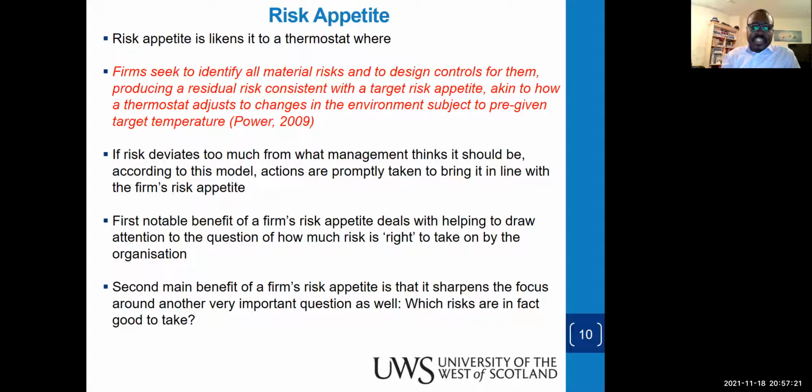If risk deviates too much from what management should think, then we should promptly act and fix it. Now, first, there are two main benefits of a risk appetite. The first notable one is that it helps the organization to know how much risk they can take on. The second notable benefit is that they ask which risks are in fact good to take.